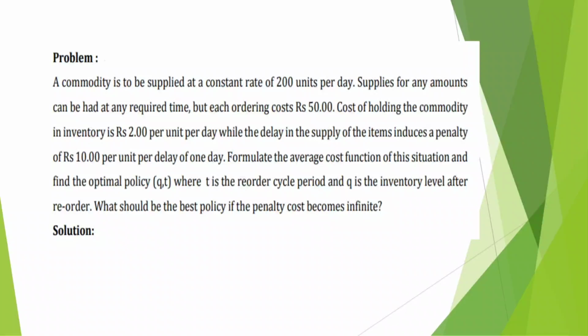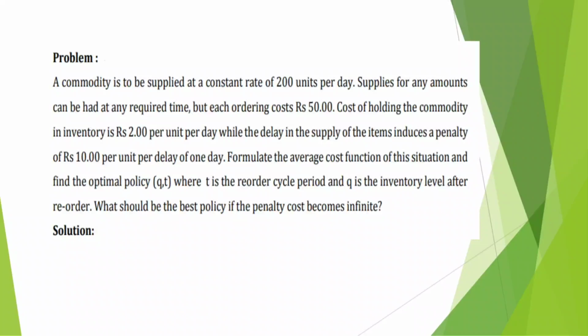Now let us see a problem. A commodity is to be supplied at a constant rate of 200 units per day. Supplies for any amounts can be had at any required time, but each ordering cost is given as 50 rupees. Then holding cost for the commodity in inventory is rupees 2 per unit per day, while the delay in the supply of item induces a penalty of rupees 10 per day per delay of 1 day.